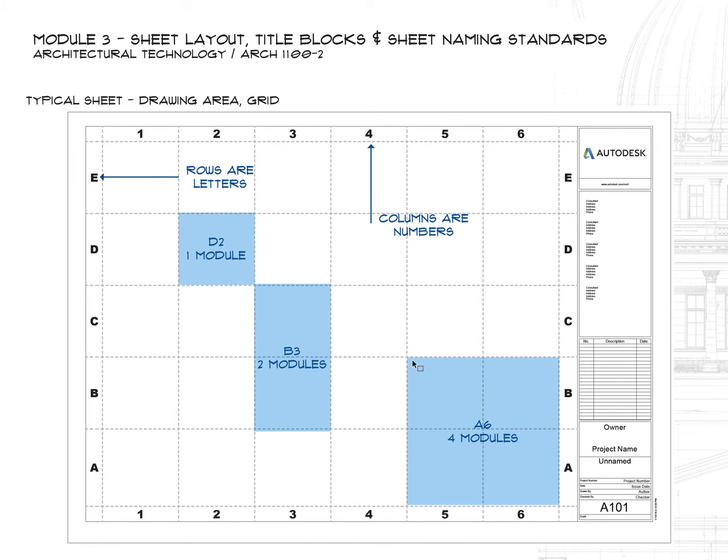Here's another example. Here's a 4-module grid, and because the most bottom right one is A6, we'll call this one A6. So the standard rule of thumb is bottom and then right hand. Okay. So columns are always numbers, rows are letters, and again, this is National CAD standard. So depending on the firm that you work with, it could differ.